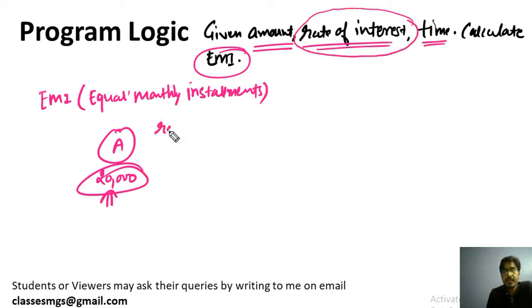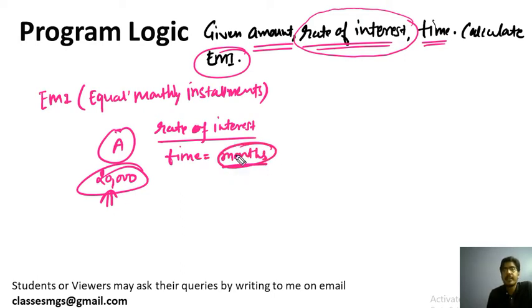So the rate of interest will be given, and then time will be given in months, the months in which you want to pay this 20,000 to the seller in equal monthly installments. So the problem is how to calculate this equal monthly installment.